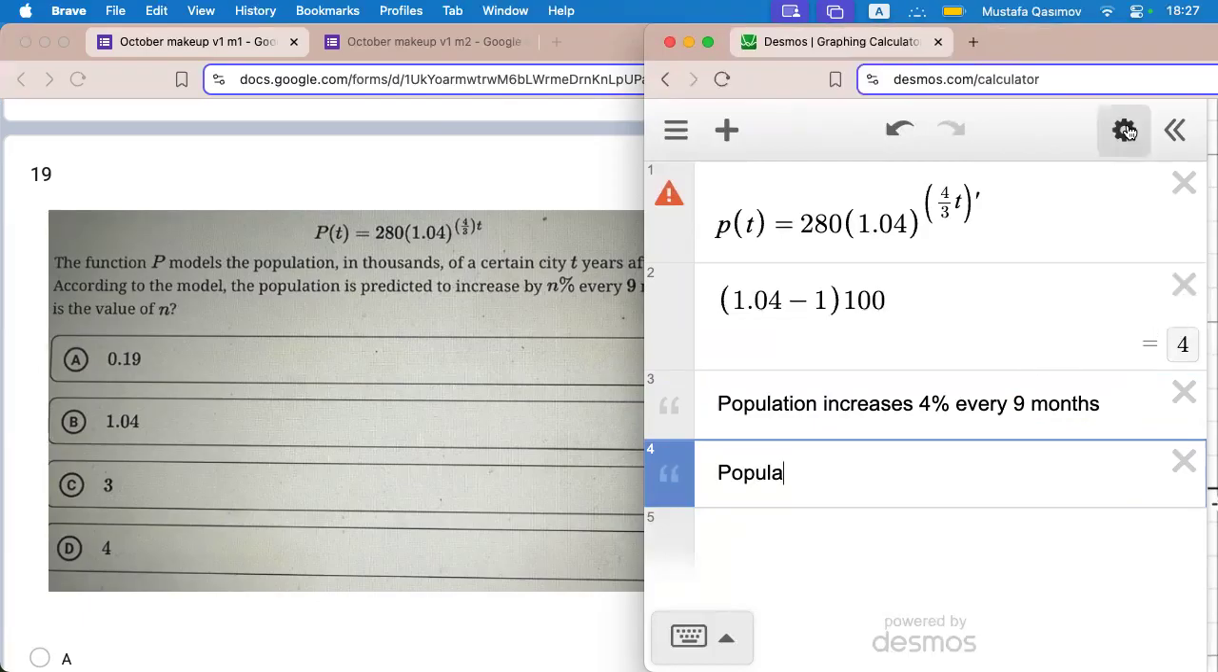Let's say that population increases n% for not 9 months, let's say for 16 months. Okay, think about it.